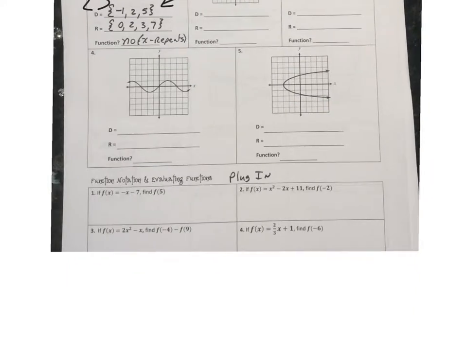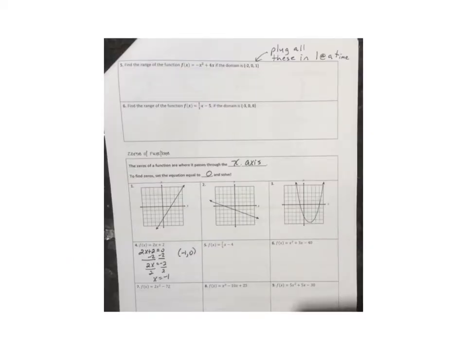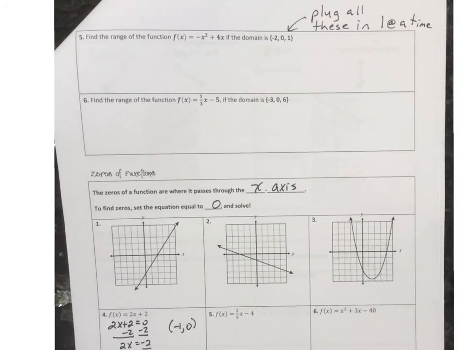Now, if you look down here, function notation and evaluating function, you're basically just going to plug in the f of 5. So you're going to plug in that 5 in for x. You're going to plug in the 4. You want to find f of 4 minus f of 9. So you're going to plug in f of negative 4 into the equation. Then you're going to plug in f of 9, and then the two results you will subtract. Okay? Number 2 and number 4, you basically plug in the negative 2, and then on number 4, plug in the negative 6.